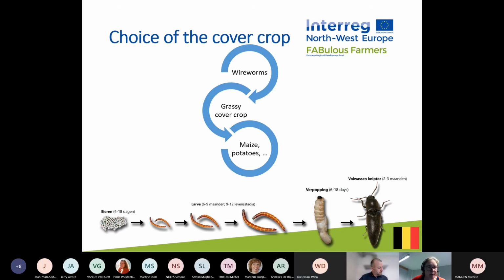For example, wireworms can cause a lot of trouble in maize and potatoes, but they also like to use grassy crops as a habitat. So if you place a grassy cover crop before the maize or before the potatoes, it can cause problems in that main crop. So certainly on fields where there is already a pressure of wireworms, where there is already a problem, you have to take this into consideration. Okay, next slide, please.